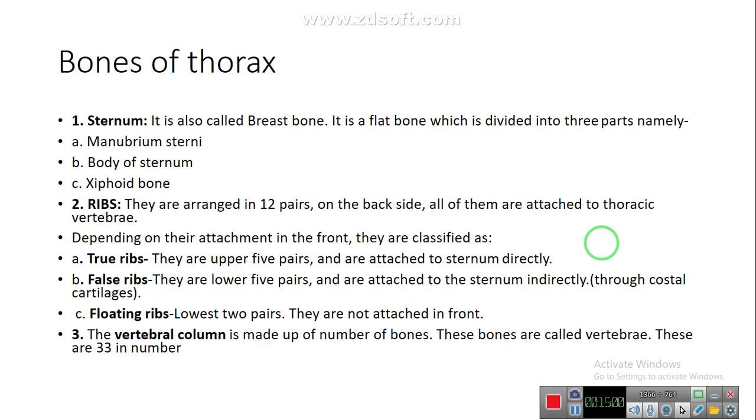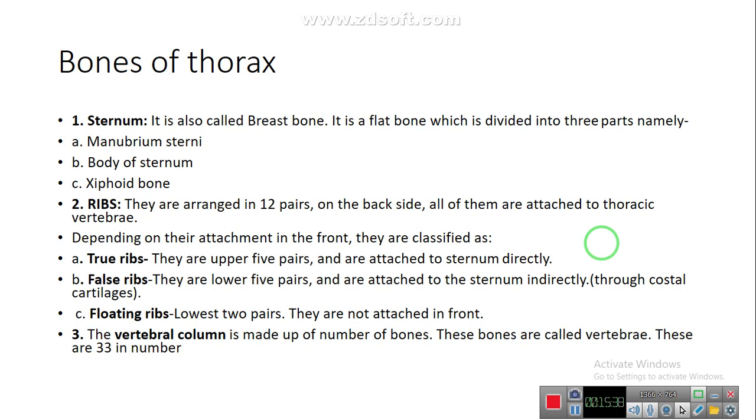Now comes to the ribs. Ribs are arranged in 12 pairs, and on the back side all of them are attached to the thoracic vertebrae. Depending on their attachment in the front, they are classified into three categories: true ribs, false ribs, and the floating ribs. The true ribs are upper 5 pairs of ribs, and they are attached to the sternum directly. And the false ribs are lower 5 pairs of ribs that are attached with the sternum indirectly through the costal cartilages. And the floating ribs are the lowest 2 pairs that are not attached in the front.